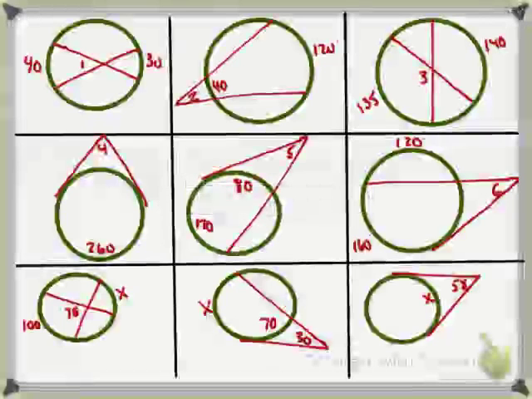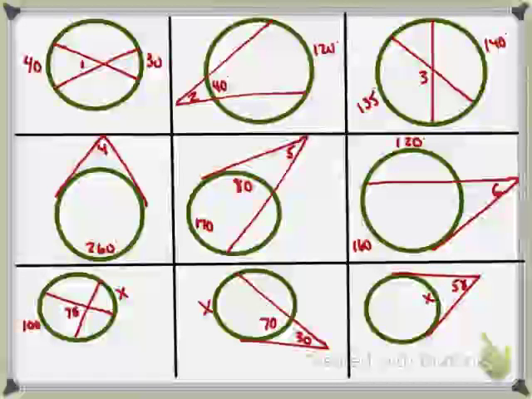All right, so I have 9 pictures up here for you. In the first 6, your job is to find out how big the angle is. The angle is labeled as number 1, 2, 3, 4, 5, 6. So in the top 6 pictures, we're looking for how big that angle is. In the bottom 3, we're looking for how big x is. And for those, you will need to set up an equation to solve.